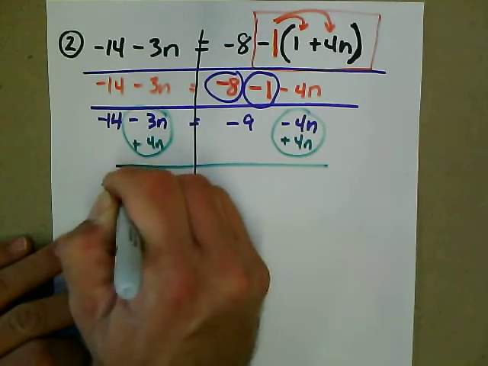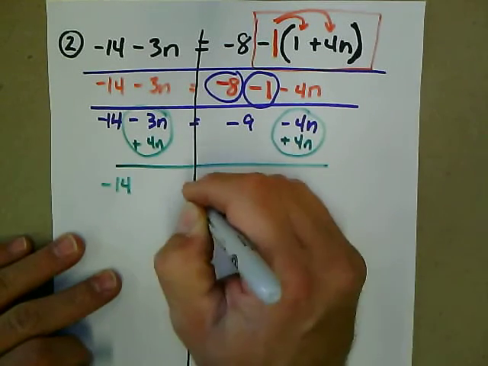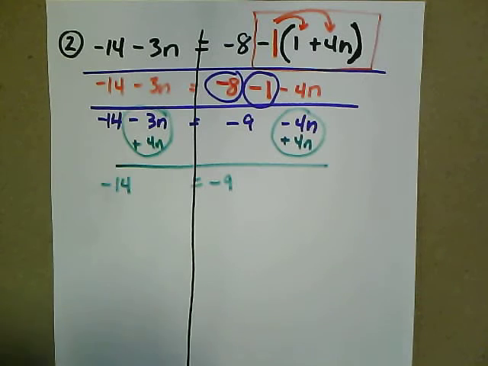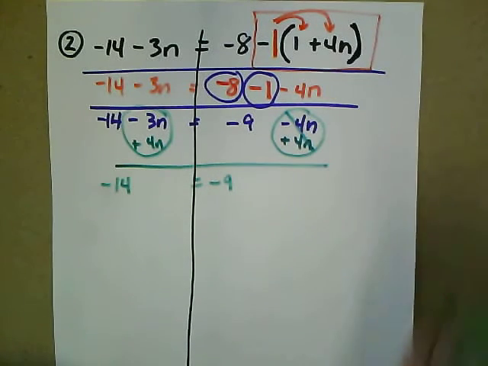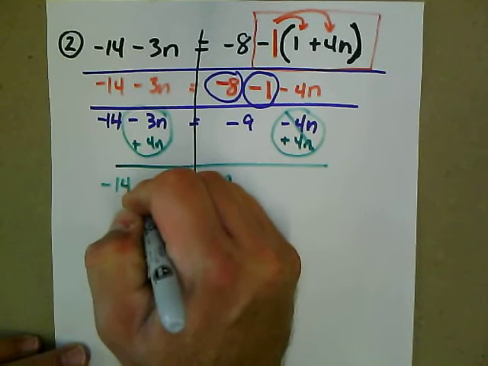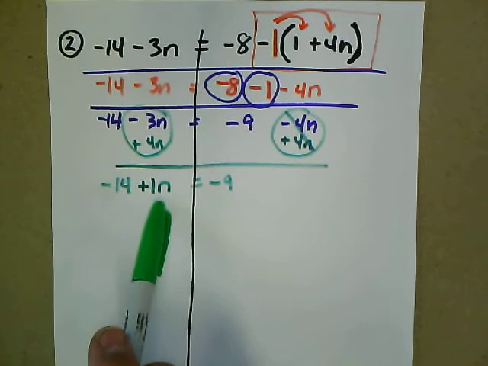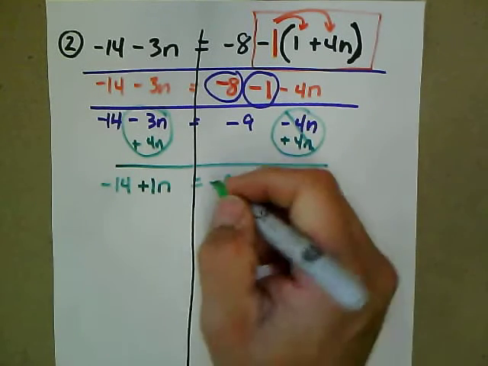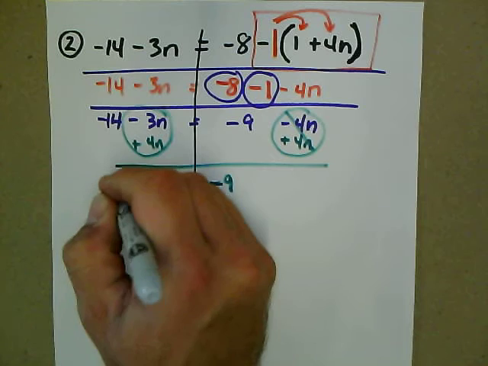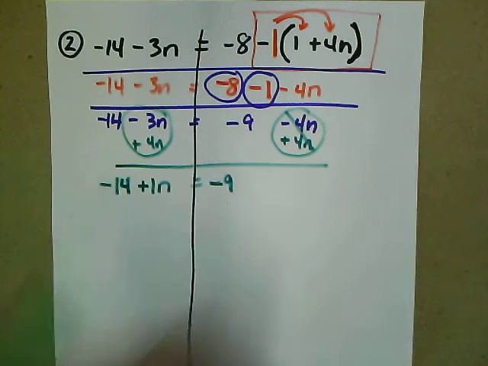We can bring down that -14. We can bring down that -9 and the equals sign. Our opposite operations over here are gone. And -3 plus 4 is 1, and it's an n. For those of you who are really good with math, you don't need that 1. You can just knock the 1 off, and that saves you a step.